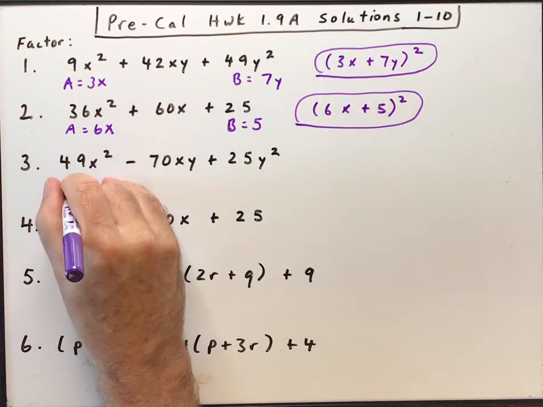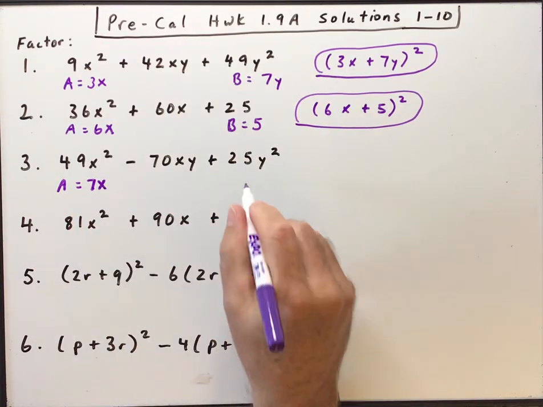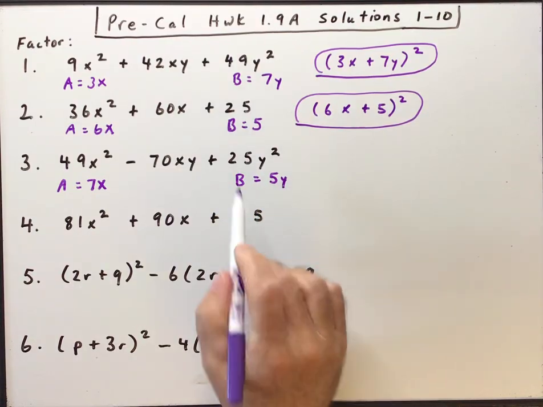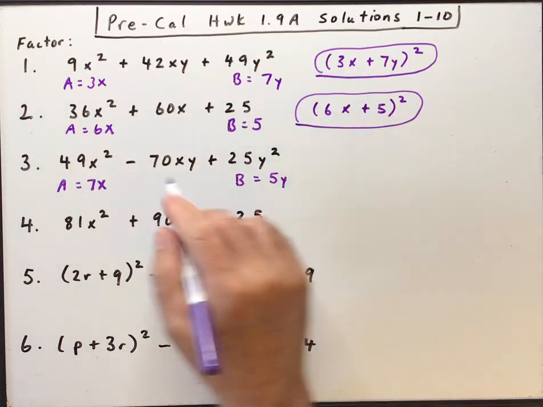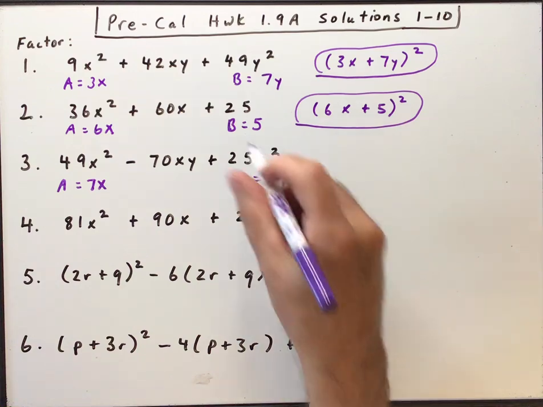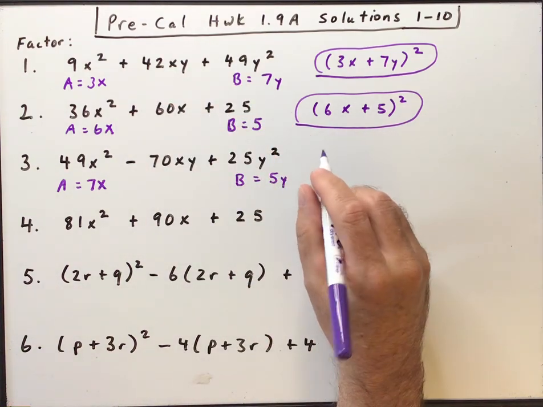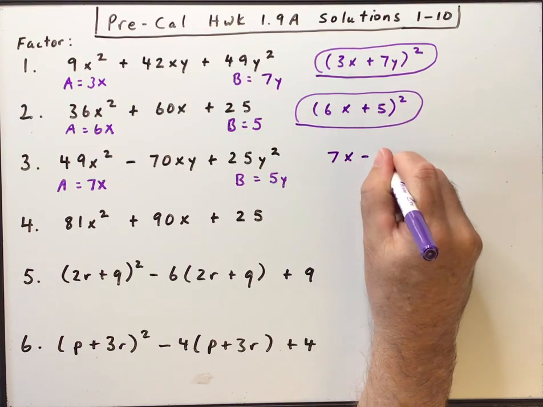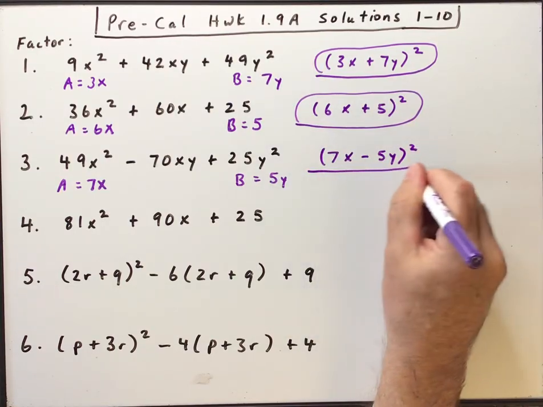All right, number 3, a is 7x. B would be 5y. All right, taking the square root of 25y squared and the square root of 49x squared. We do have a minus here in the center. And the center term will be 2ab. I'm not going to fake you out and give you one that doesn't work. So this would be 7x minus 5y all squared.